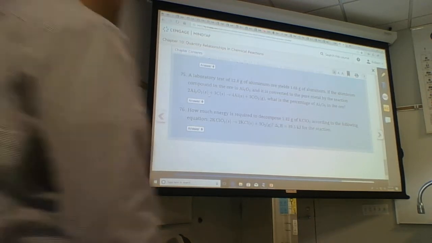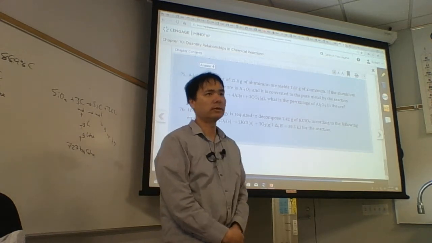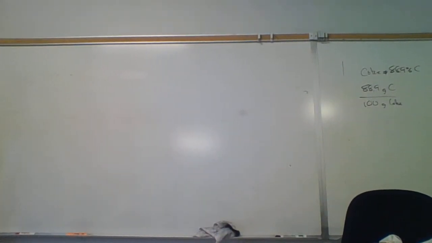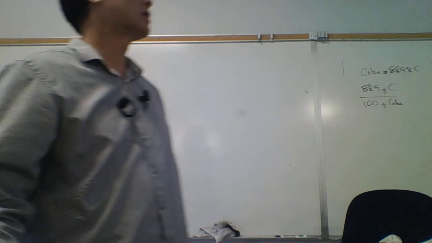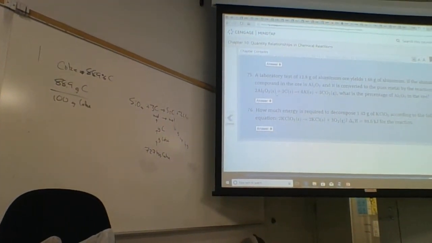The laboratory test of 12.8 grams of aluminum ore. Aluminum ore is not pure aluminum. Aluminum ore is a mixture of aluminum and other stuff. If the aluminum compound in the ore is aluminum oxide and it is converted to the pure metal by the reaction, what is the percentage of aluminum oxide in the ore?